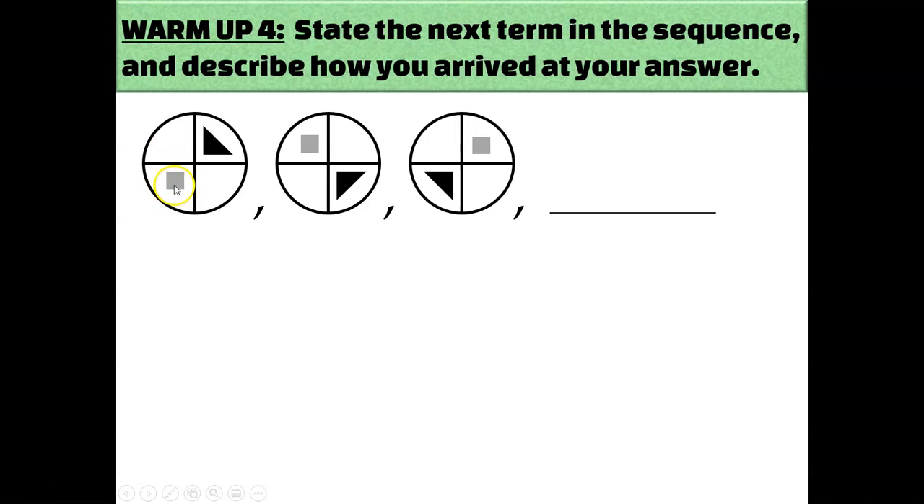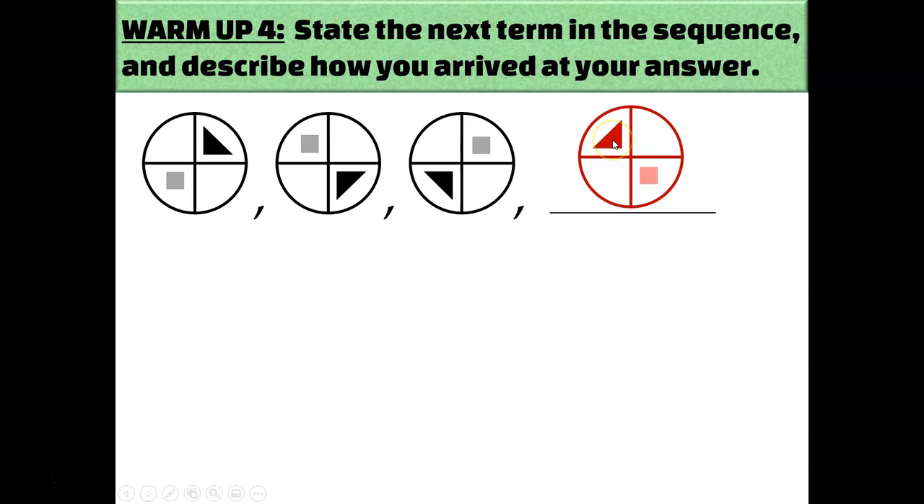Well, let's look at the gray square. The gray square started in the bottom left, and then it went to the top left, and then to the top right. So this is rotating as well. It started bottom left, went to top left, went to top right. So it looks like a gray square should be in the bottom right corner of my answer. And yeah, that's what I ended up with.